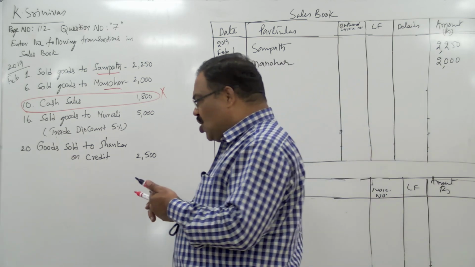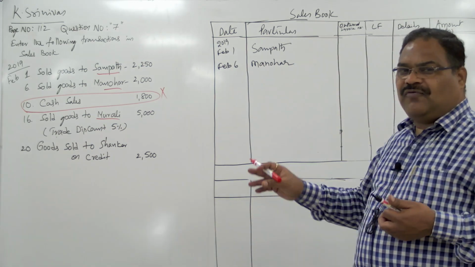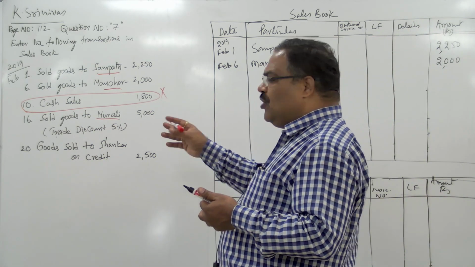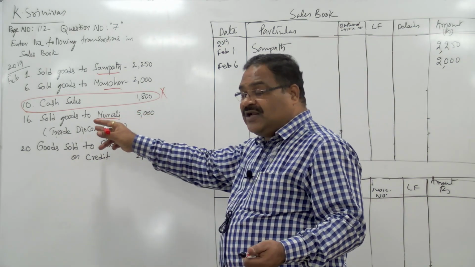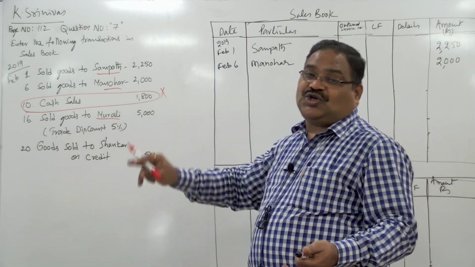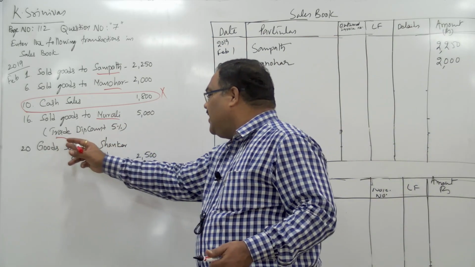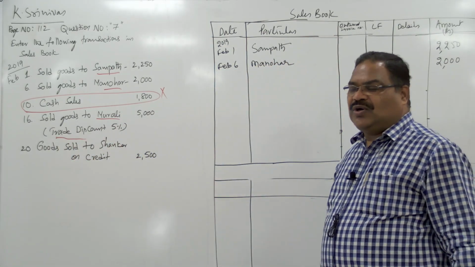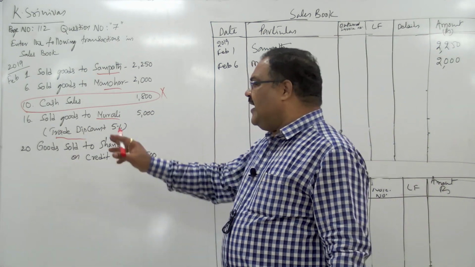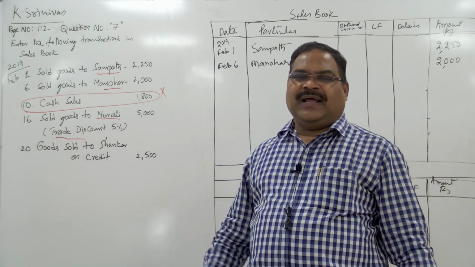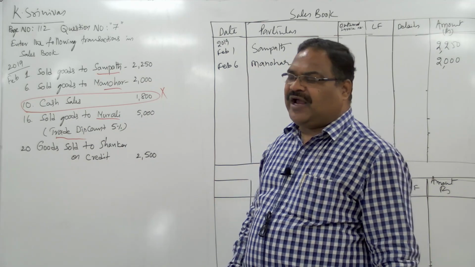And next we have sold goods to Murali. Very good. There is no information about cash or credit, but information about the person is given, so it is a credit transaction. It should be taken into the sales book, no doubt. But here you have the trade discount, so trade discount should be subtracted. From the beginning I am telling you that trade discount should be subtracted from the MRP. MRP is the maximum retail price, and from that we have to subtract.